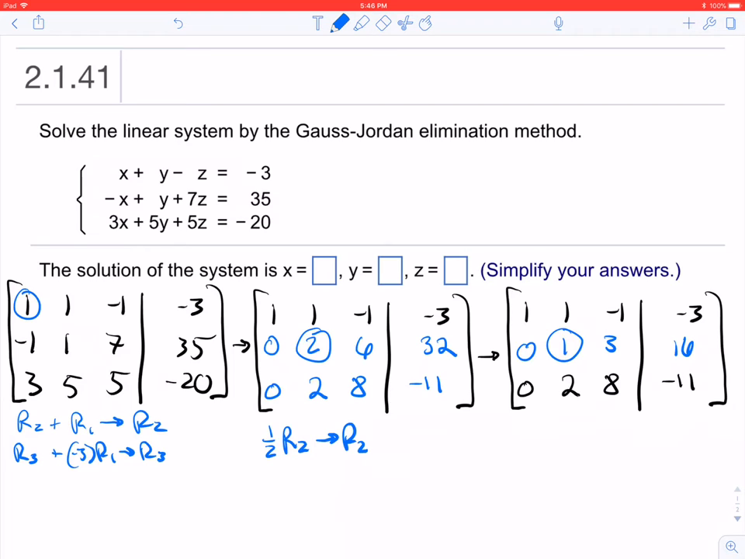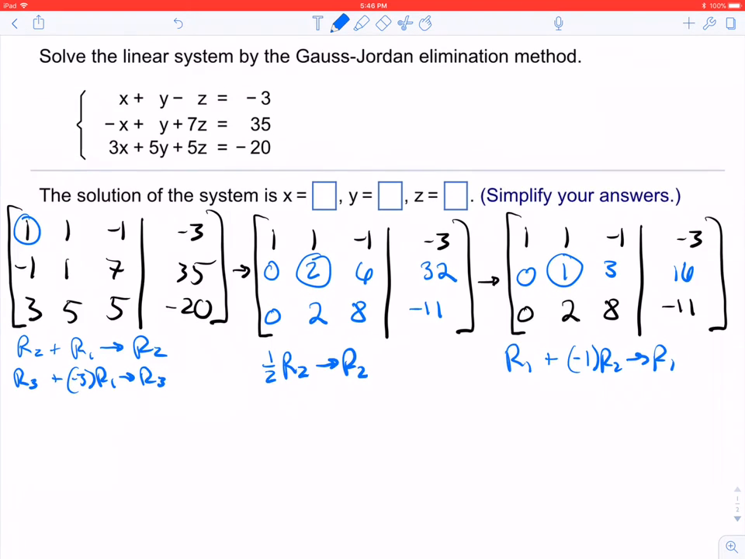Now I want to get zeros everywhere else in that column. So I want to change row 1 by adding a negative 1 times row 2, replace row 1. So again, whatever row you want to change with, that's what you start, and then you add your multiple of another row to that row and change that original row.